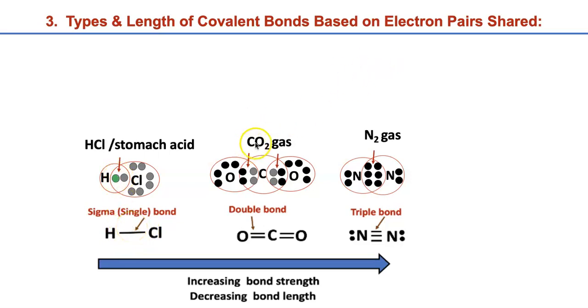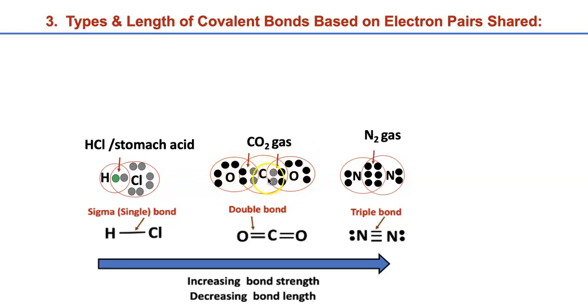If you are making CO2, since there is 1 carbon sharing electrons with 2 oxygens, you're going to put the oxygens on either side like this. Oxygen has 6 electrons shown in black on either side, and carbon has 4.